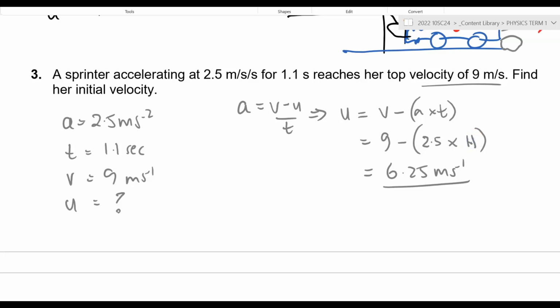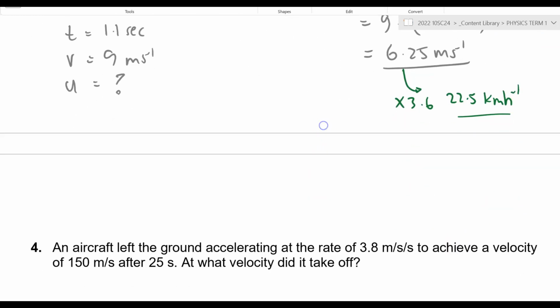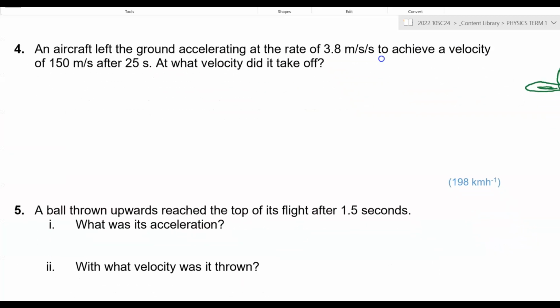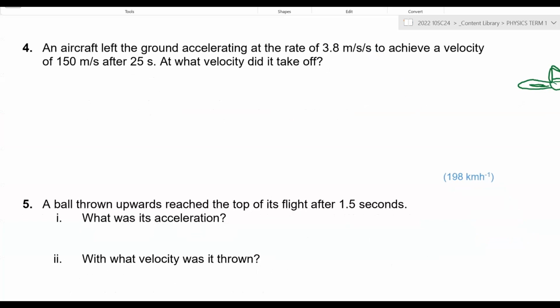And then, just as an aside, how fast is that? If we multiply by 3.6, that gives us her speed in kilometers an hour. So she was going just over 22 k's an hour when we first started measuring. All right, let's move on. Obviously, next one is read the question. Pause, read the question, and we can come back and solve that one.